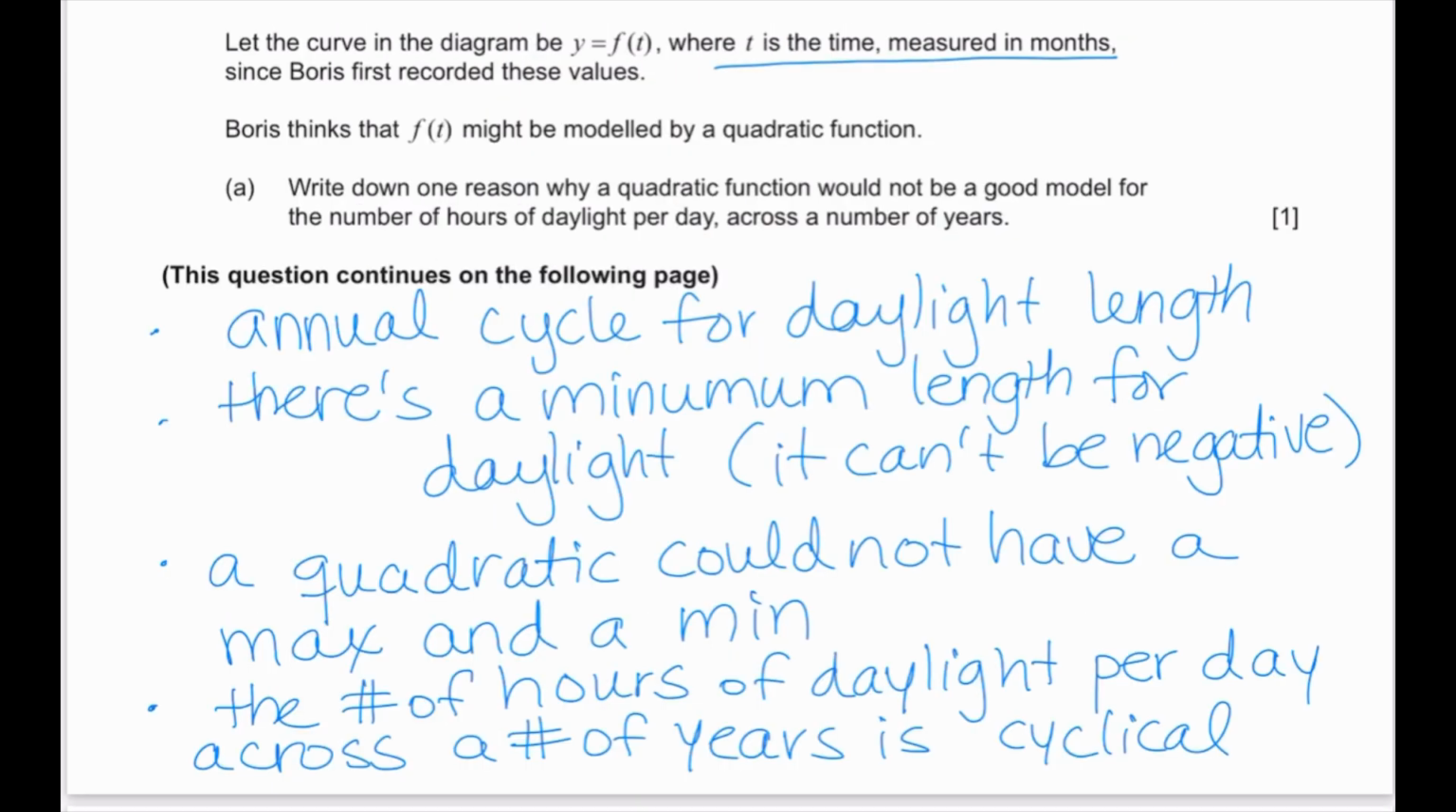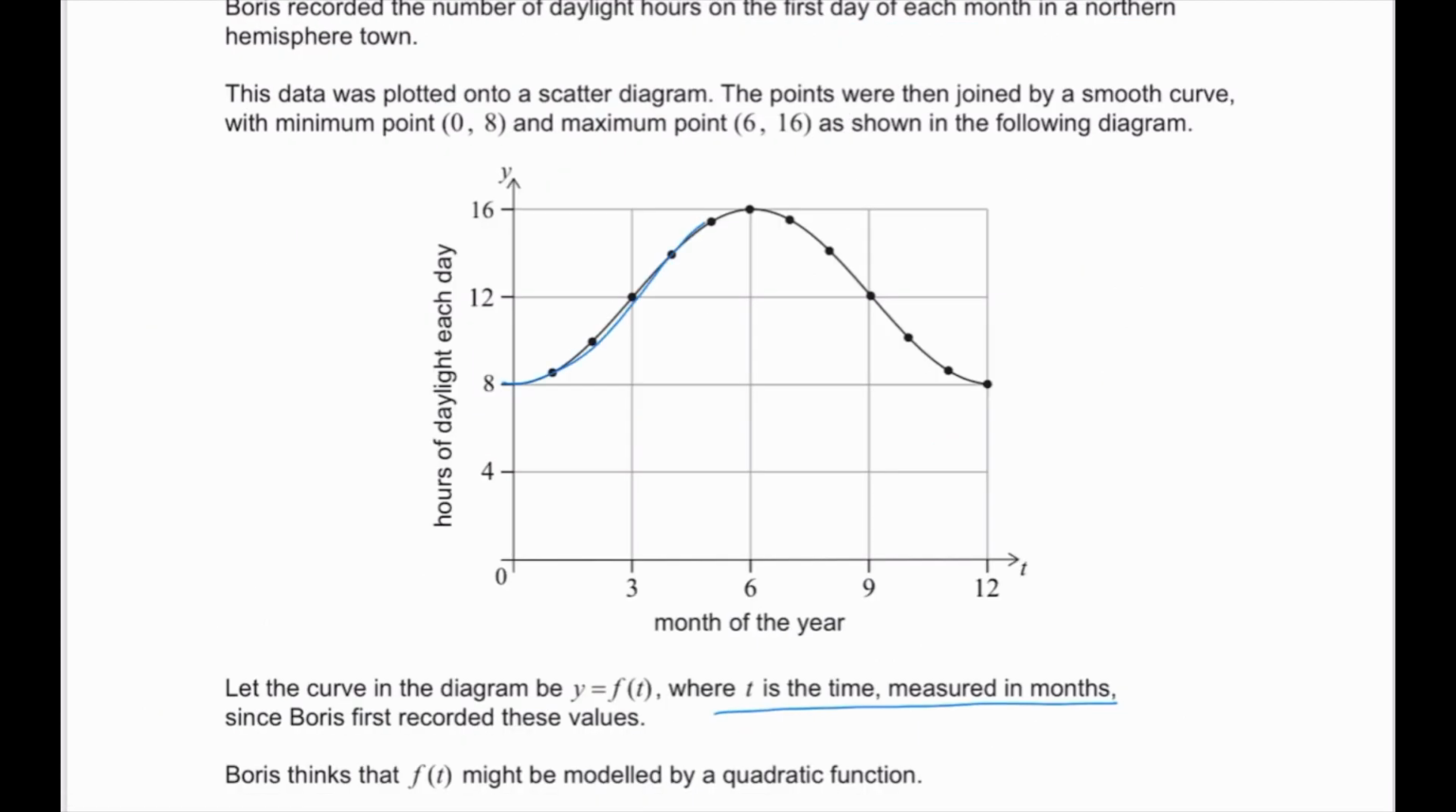So these are the answers that IB would accept. Annual cycle for daylight length. There is a minimum length for daylight. It can't be negative. A quadratic could not have both a maximum and a minimum. Or you could say the number of hours of daylight per day across a number of years is cyclical. So it's the idea that this is going to go down and up and then down and up, and it's going to follow this cycle over and over again.